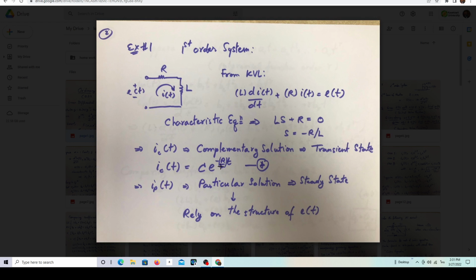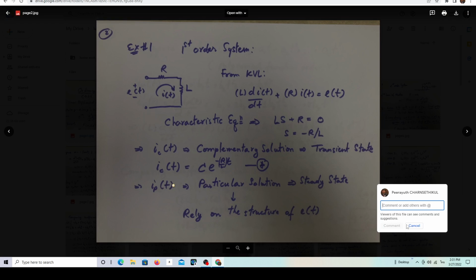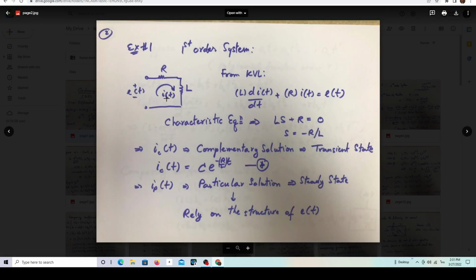That's why we call this a transient state. Transient state solution means that it only happens temporarily. As time goes by, the system starts reaching what we call the steady state solution. But in mathematical terms, we call this solution the complementary solution. The second part of the solution for this system is what we call the particular solution.